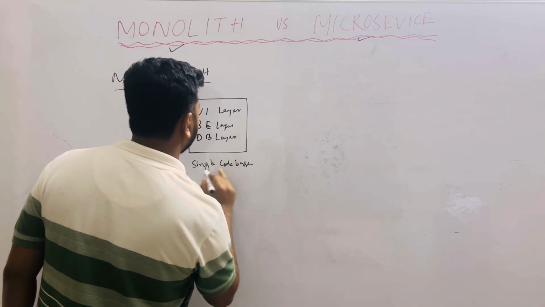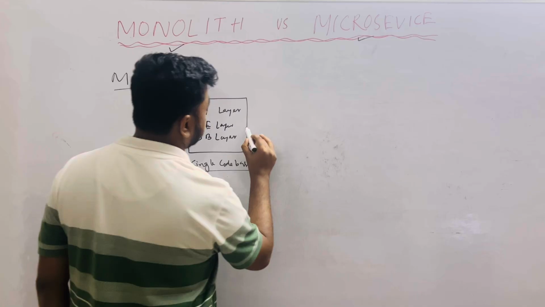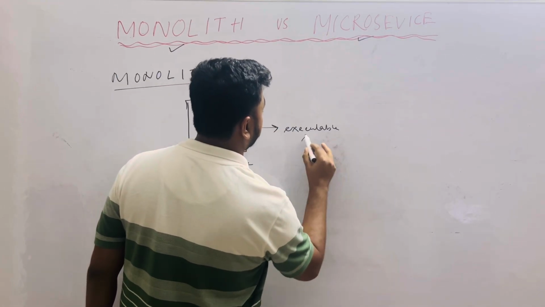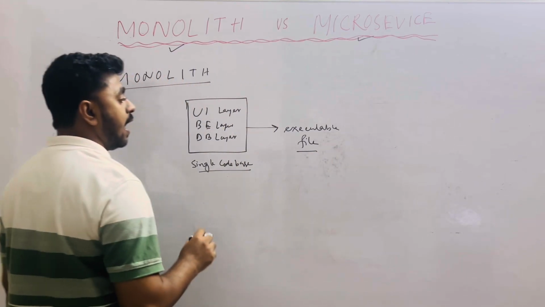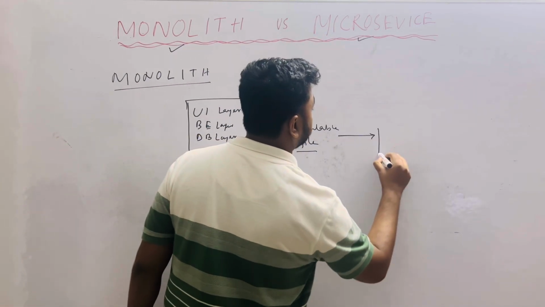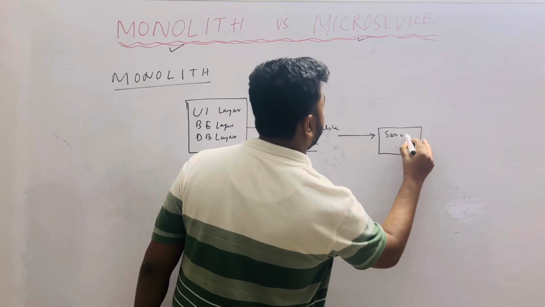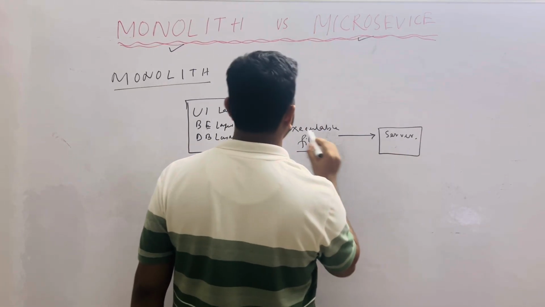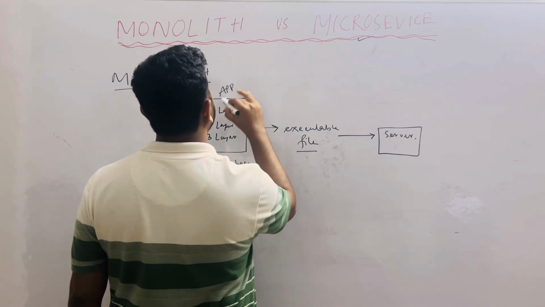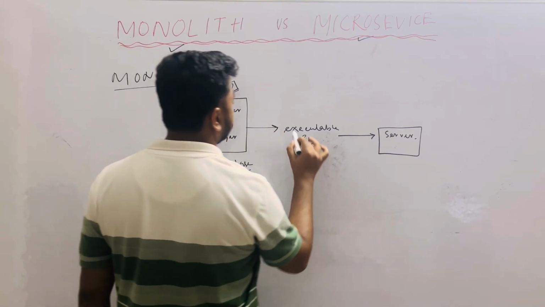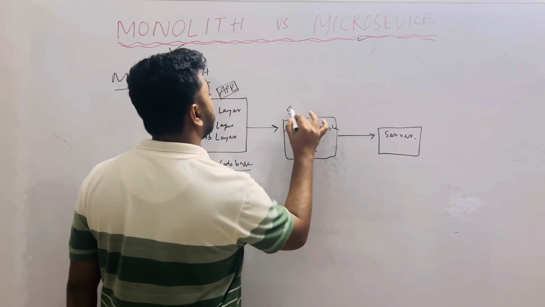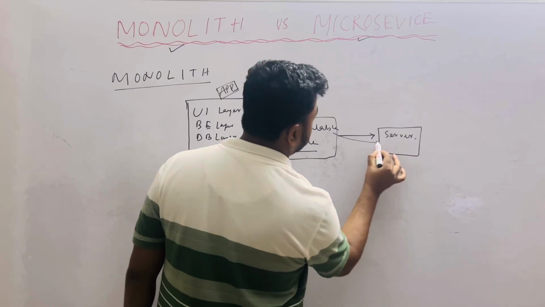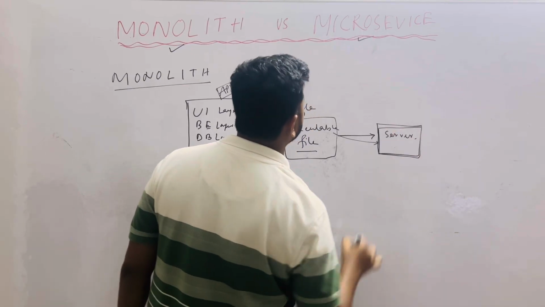From this single code base, one executable file will be prepared while building, and this executable file will be deployed into the server to run the application. So the complete app is in one single executable file, and this single executable file is deployed into a server to run the application.